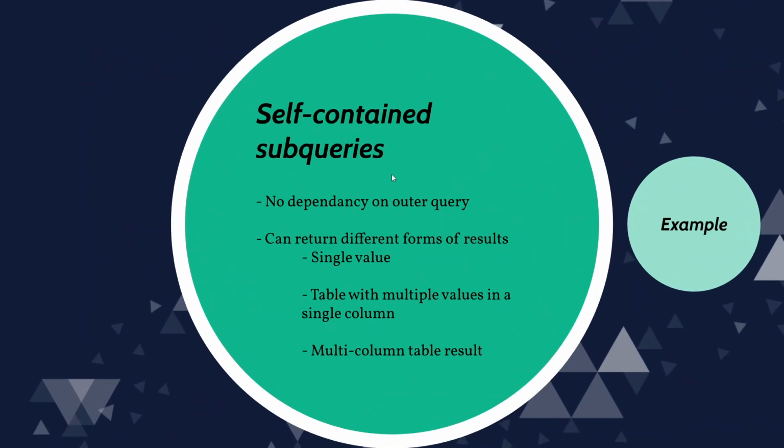In subqueries, there's an outer query and an inner query. In self-contained subqueries, there's no dependency on the outer query. It can return different forms of results. It can be a single value, it can be a table with multiple values in a single column, or it can be a multi-column table result. Let's take a look at an example in SQL Server.